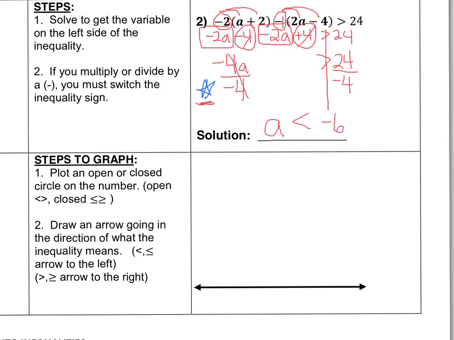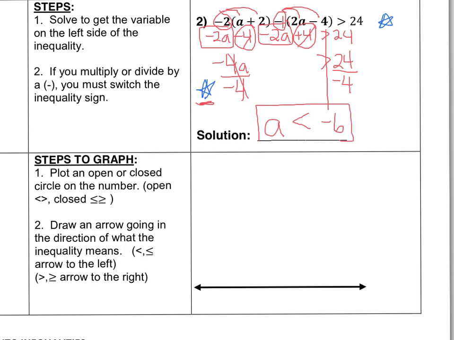Okay, and again, you could check it. Don't forget, you can check it by choosing a number that is less than negative 6 and plugging it back in. But we're going to save time, and you can do that on your own. So this is my inequality.